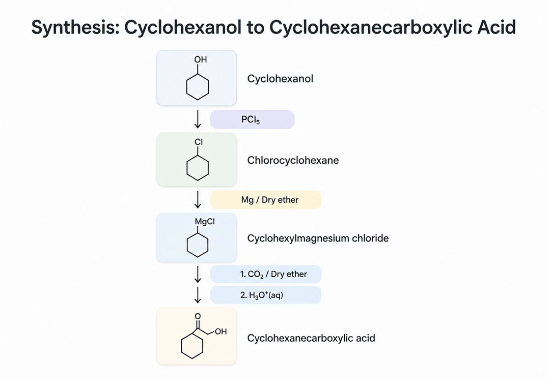Moving on to the next synthesis, we are converting cyclohexanol into cyclohexane carboxylic acid. This is a classic Grignard synthesis. First, we convert the alcohol to a chloride using phosphorus pentachloride. Then we react the chlorocyclohexane with magnesium turnings in dry ether to form the Grignard reagent, cyclohexyl magnesium chloride.